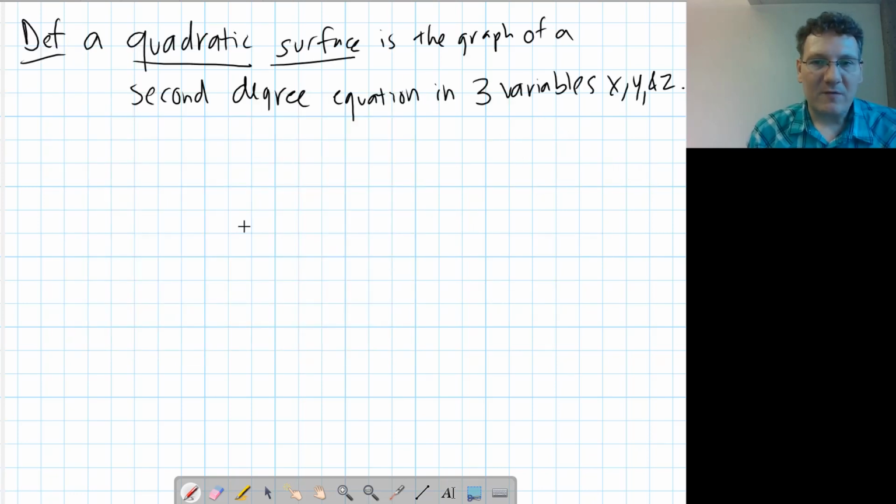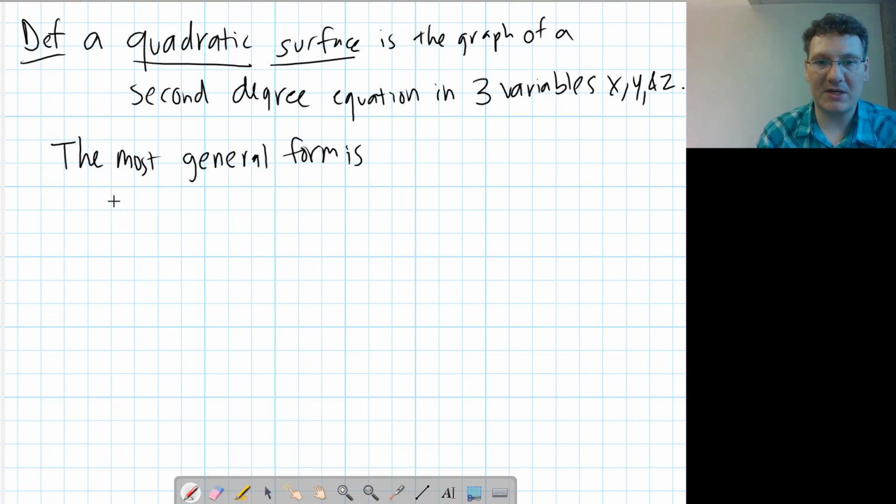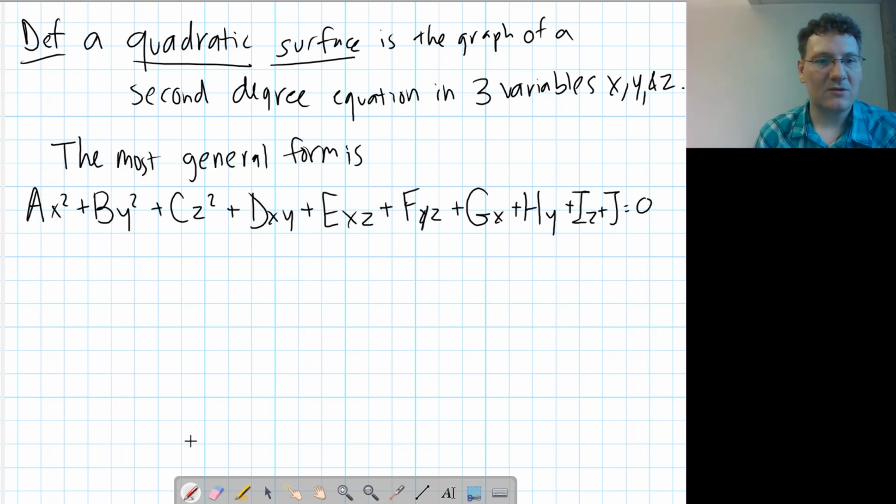A quadratic surface is a second degree equation in 3 variables. The cylinder just had 2 variables in it. If there are 3 variables involved, it will be a quadratic surface. We're going to categorize those, but the most general form of a quadratic surface is this: ax squared plus by squared plus cz squared plus dxy plus exz plus fyz plus gx plus hy plus iz plus j equals 0.